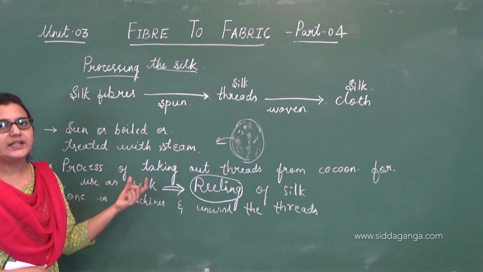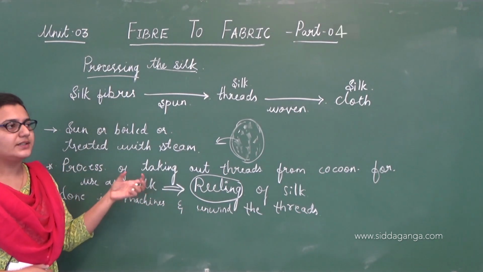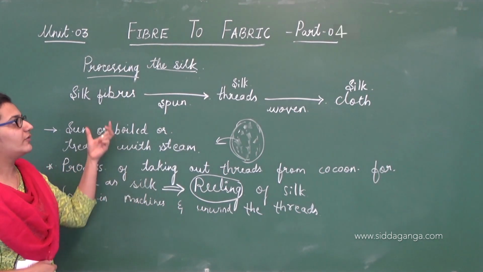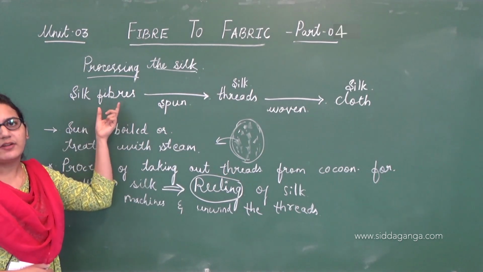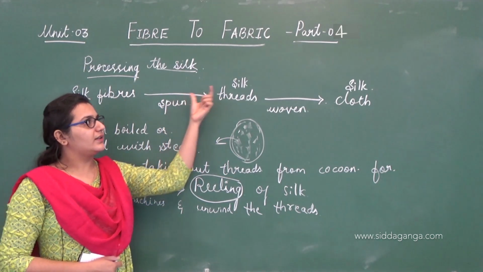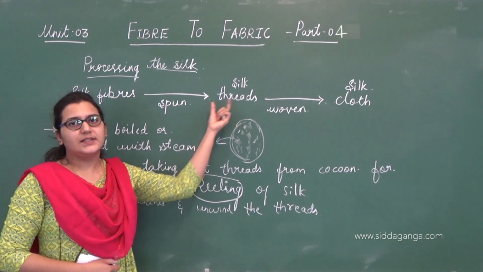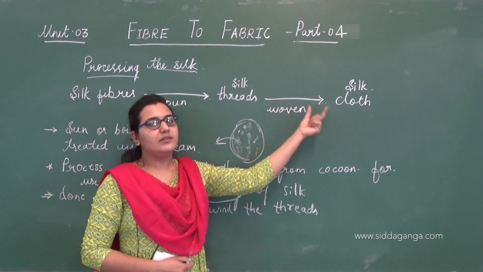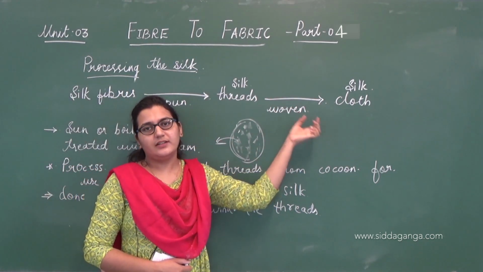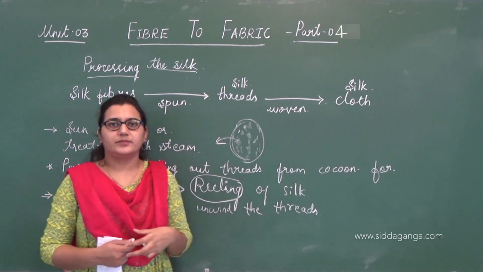Okay, so reeling is done by machines, and the silk fiber is taken out. So after getting the silk fiber, these silk fibers are spun to get the silk threads, and these silk threads are woven to have the silk cloth. So finally we'll get the silk cloth.